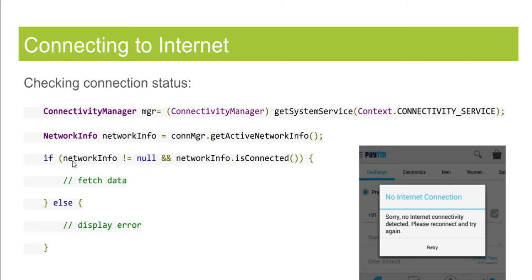And then we'll check with network info whether the current state is connected or not. If it is connected, we'll proceed further to fetch the data. If it is not, we'll show this kind of message to the user that sorry, there is no internet available. Please either turn on the Wi-Fi or the 3G.